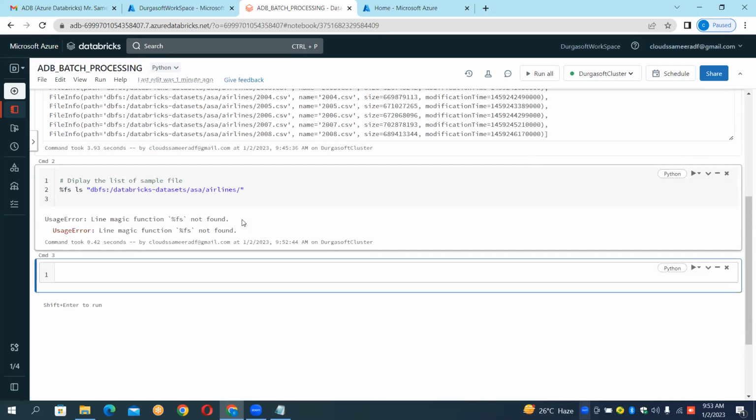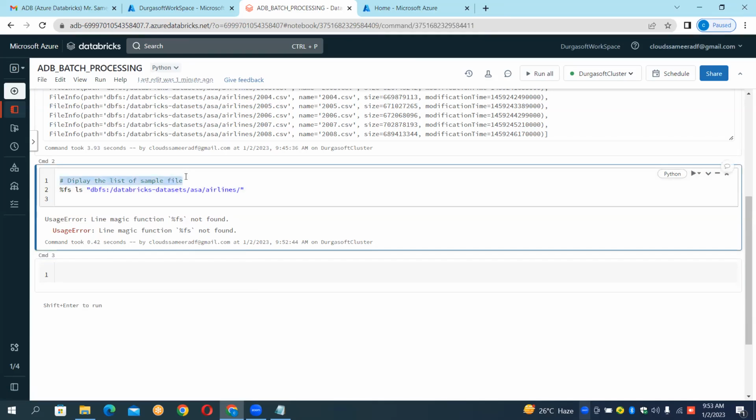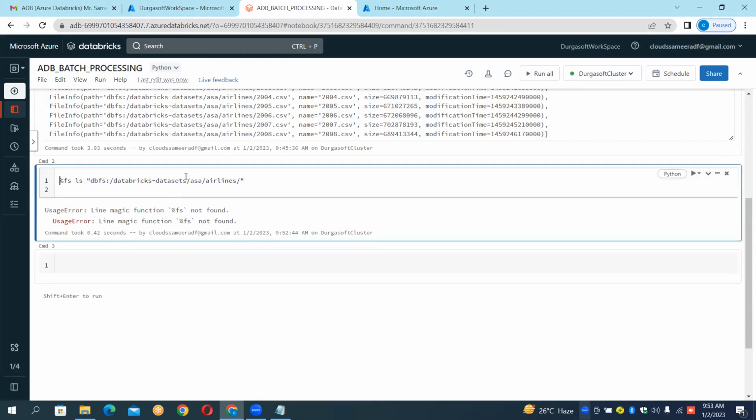So percentage, if we start with percentage, I think it is trying to recognize it as one of the magic commands. No, no. The issue is with the Now file. Now it will come. See?